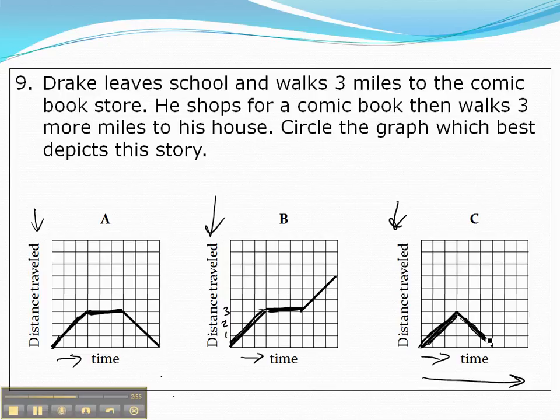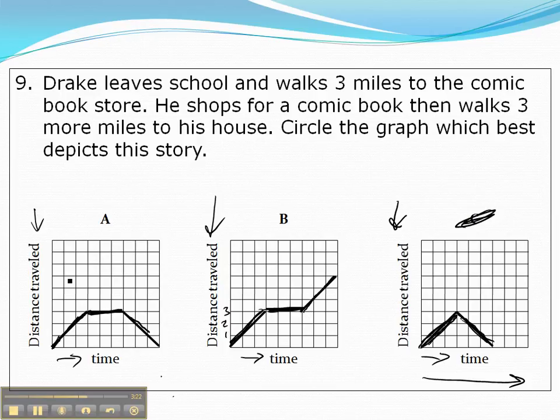But there's something else wrong with C. We'll see that in a minute. But definitely, C is not the right graph for this situation. Okay, then he shops for a comic book and then he walks 3 more miles to his house. So if he walks 3 more miles, should the distance traveled be decreasing like it is in A, or should it be increasing like it is in B?